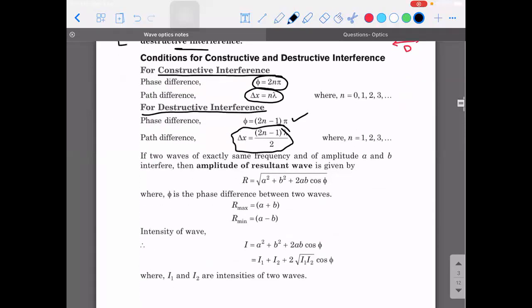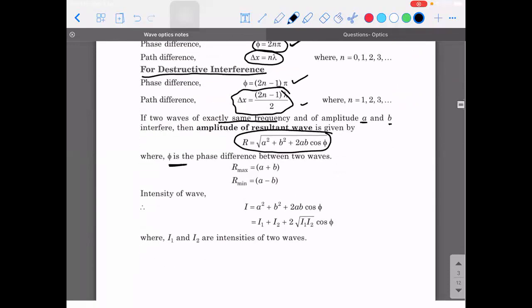If two waves are of exactly the same frequency and amplitudes A and B, then the amplitude of the resultant wave is going to be R equals root of A square plus B square plus 2AB cos phi, where phi represents the phase difference. So you will apply the value of 2n pi or (2n minus 1) pi depending on constructive or destructive interference, and then proceed. If phi is the phase difference between the two waves, then R max is equal to A plus B, and R minimum is equal to A minus B. So the resultant will be maximum when the value of cos phi is 1, and the resultant will be minimum when the value of cos phi is minus 1. If you take these values and substitute them here, you will get the answer. These are all important formulae. They'll be used in the problems.